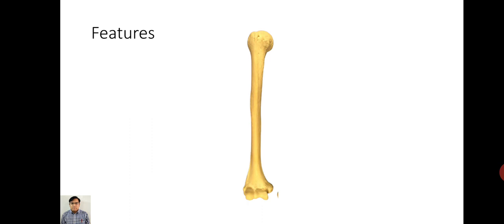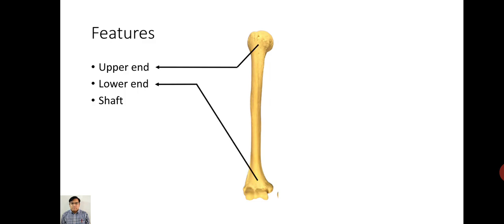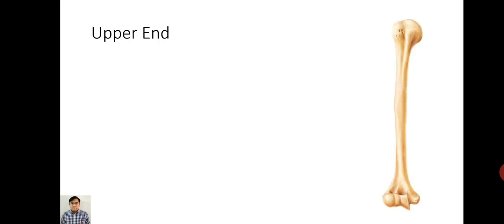Now the features of humerus, like other long bones, it is having upper end, lower end and shaft. This is upper end, this is lower end, and this one is shaft. So we'll see one by one. Firstly, the upper end. This is the enlarged view of upper end, anterior aspect.